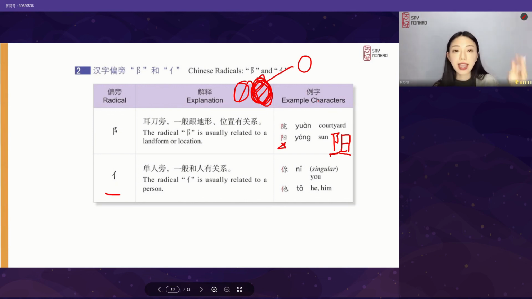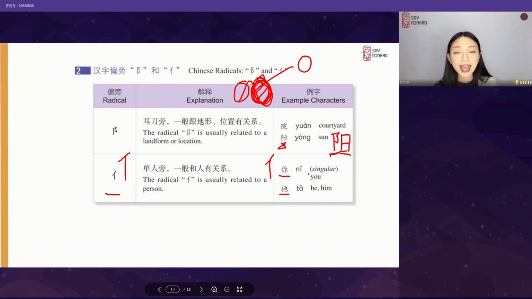Next one is 单人旁. It is about 人, which means human. So it is usually related to a person. Usually, not always. First one, 你, we are so familiar with it. 你 means you, singular you. We can see the left part of 你 is the 单人旁.